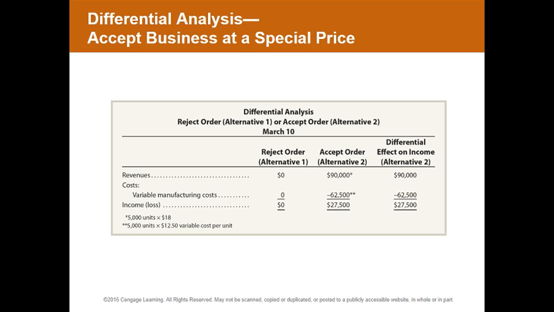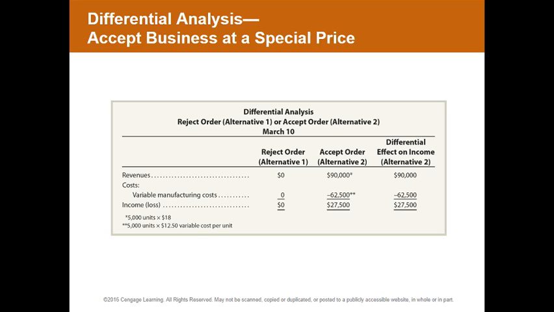So, to reject the order or to accept the order. If we reject the order, we would have no additional costs and we would have no additional revenues. However, if we accept it, we have $90,000 worth of revenues. That's the 5,000 times $18 apiece. We would incur $62,500 of additional variable manufacturing costs. You're looking at variable manufacturing overhead, direct materials, direct labor. And that is the 5,000 units times the $12.50. So there would be income of $27,500 additional if we were to accept the offer.